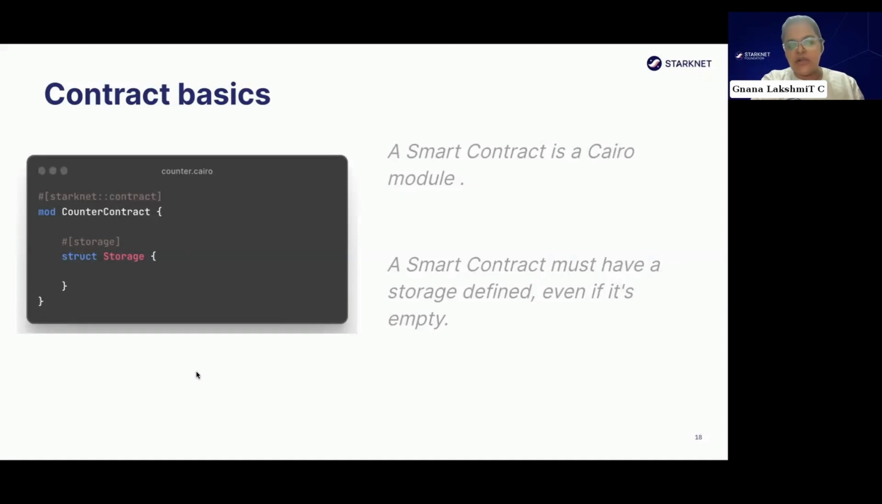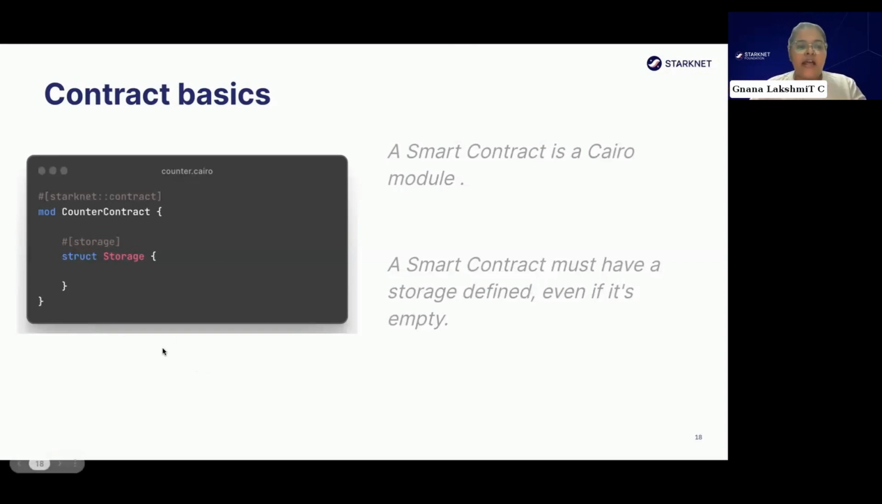What I'm saying is you can't just write something like mod counter contract without any of these annotations and just open close braces. That's not a bare minimum contract. A bare minimum contract will have this annotation, which is your starknet::contract. This is because, like I mentioned earlier, Cairo in itself is a provable programming language. So when we are writing a smart contract for Starknet in Cairo, we have to let the compiler know that this is a smart contract. So we have to annotate it as a Starknet contract.